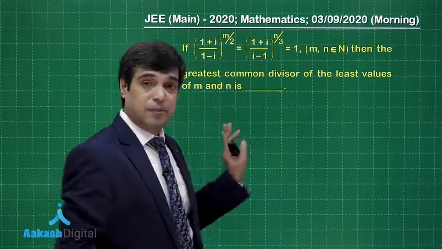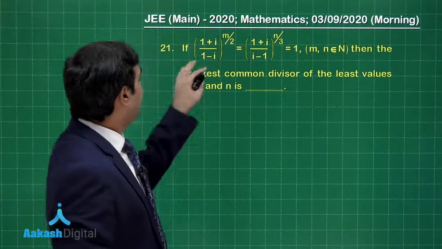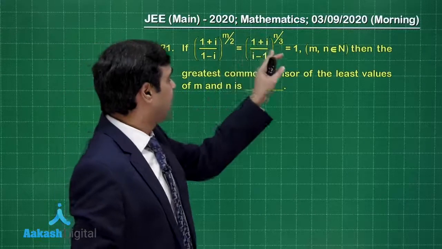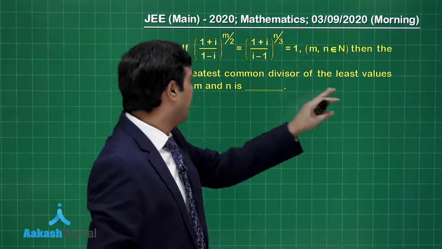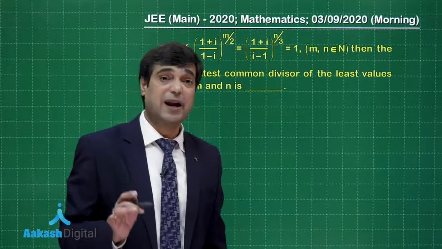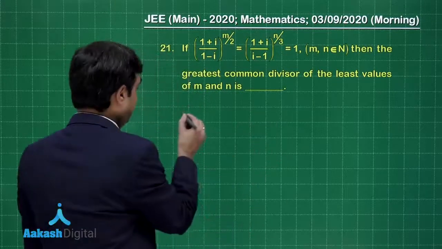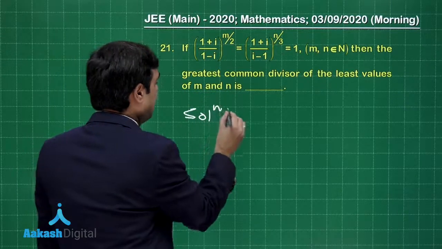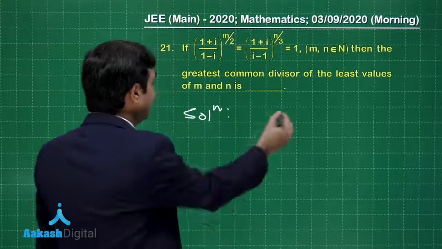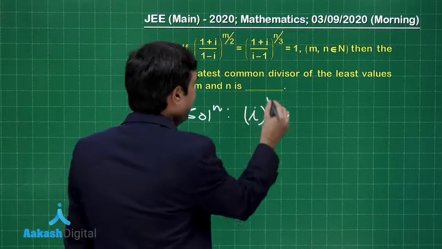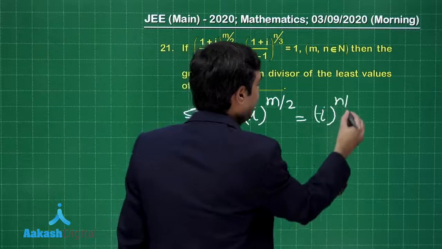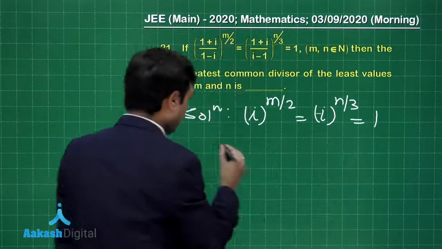Based on complex numbers, ((1 plus iota) upon (1 minus iota)) whole to the power m by 2, similar result with power n by 3 is equal to 1. Then the greatest common divisor of the least values of m and n. Very simple question. We can multiply, divide by conjugate, and we can say this is iota raised to the power m by 2 is equal to minus iota raised to the power n by 3 is equal to 1.